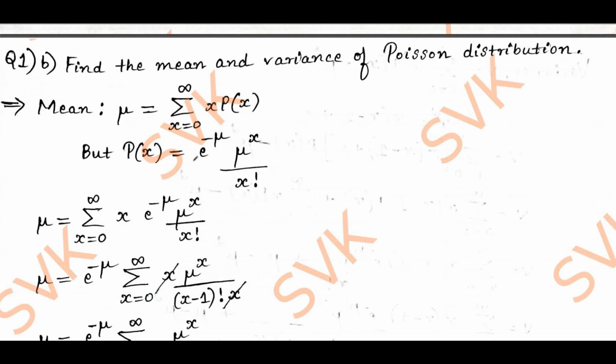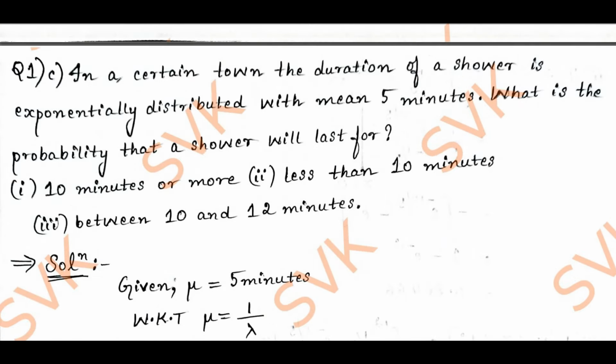So moving on to the next question, that is question number 1c. In question 1c we have: in a certain term the duration of a shower is exponentially distributed, with mean value 5 minutes. What is the probability that a shower will last for 10 minutes or more, less than 10 minutes, and between 10 and 12 minutes? We need to find these.